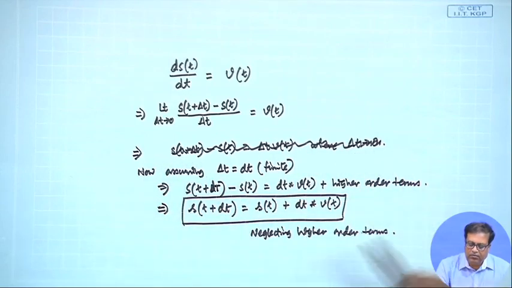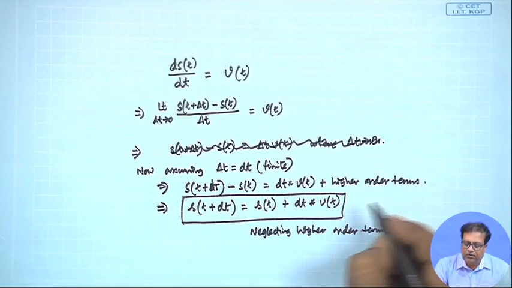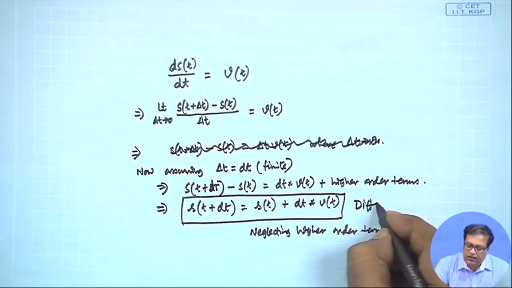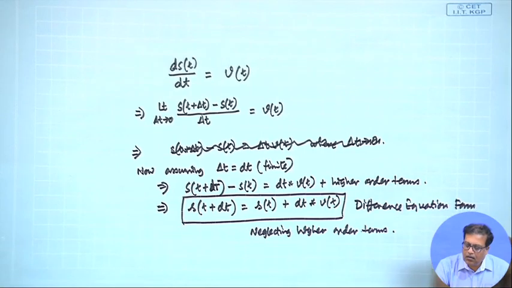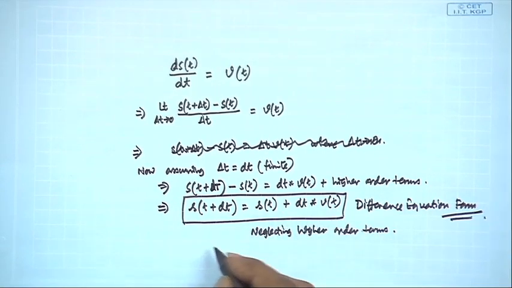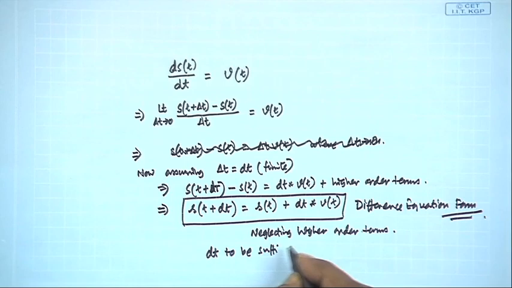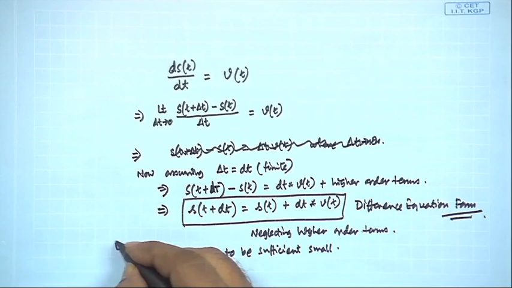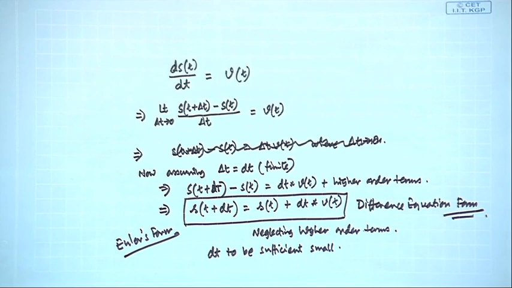So, this form may or may not be possible to write. Once you have this, then you can get this particular form, and this form is called the difference equation form, right. Obviously, here you must have dt to be sufficiently small, and this is called Euler's form, right. So, this is an Euler's form. So, look at this slide now.